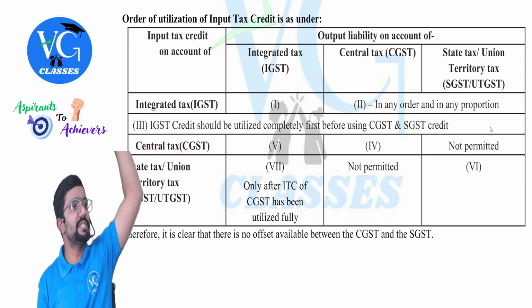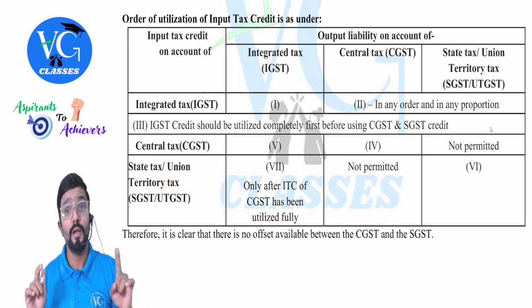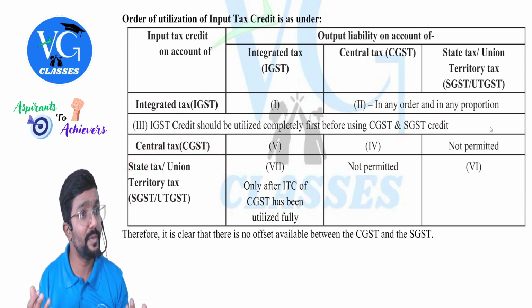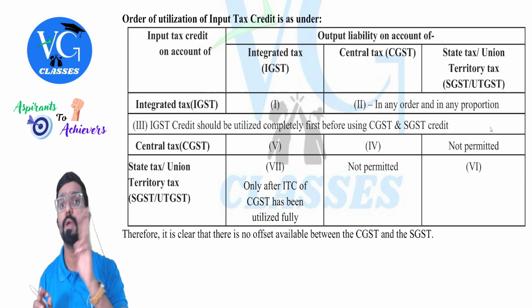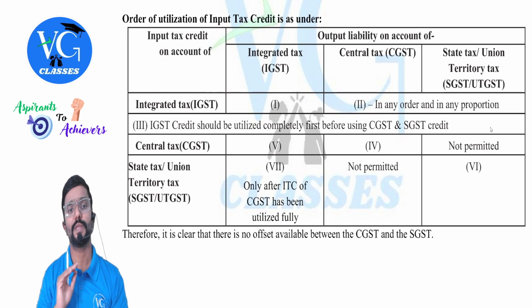SGST. I am registered in Ladakh. What credit will I have? UTGST. But the treatment is the same. But just because I have given both here together, don't assume that, oh sir, both will be there. No. For one registration, you will either have SGST or UTGST. You cannot have both. You cannot have both, guys.